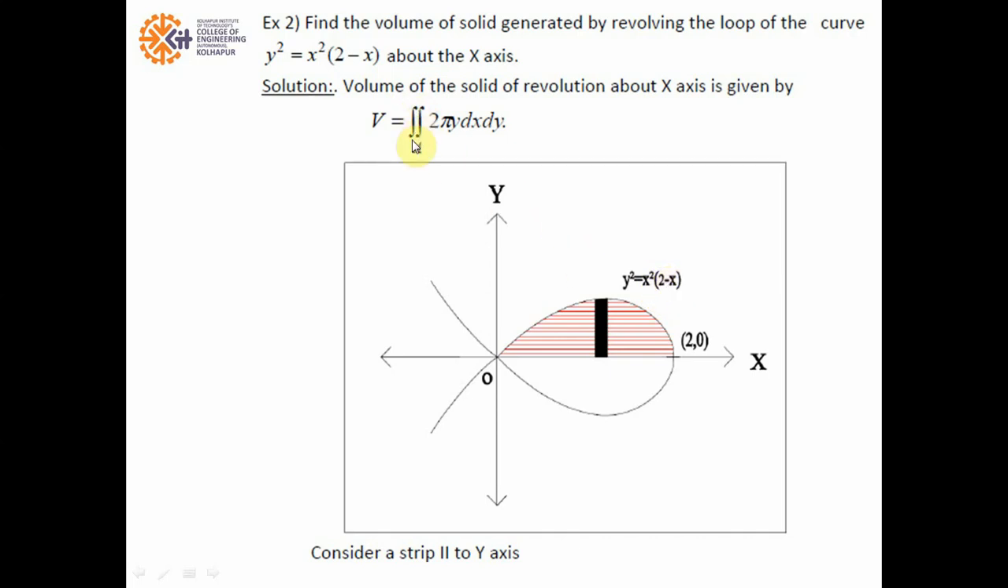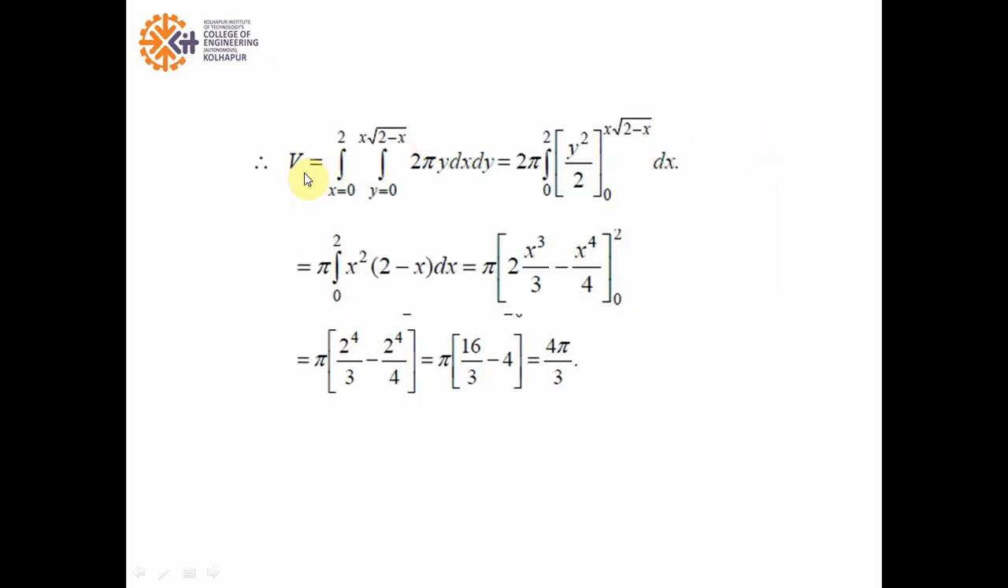To get the limit of outer integral, we move this strip from origin to this point. So the value of x varies from x is equal to 0 to x is equal to 2. So x is equal to 0 to x is equal to 2 are the limits of outer integral. Put the limits of inner integral and outer integral in this formula, we get v is equal to double integration x is equal to 0 to 2, y is equal to 0 to x into under root 2 minus x, 2 pi y dx dy.